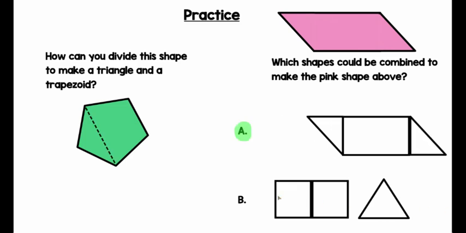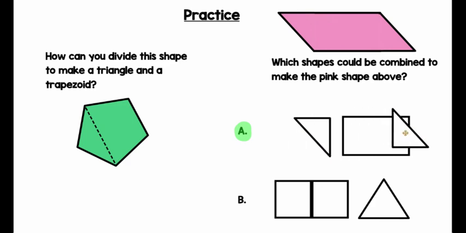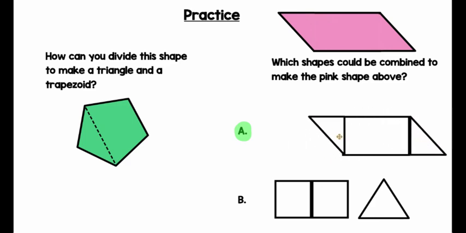All right, here are your answers. Basically you could draw a line in many places for this one. Here would be good. You could go from this point to this point, this point to this point. There are many options to make one triangle and one trapezoid. Over here, A will be the correct answer. All you have to do is slide over these two pieces, just like this, and you have that shape right there. Letter B, there's no real way to combine these shapes to make that parallelogram.